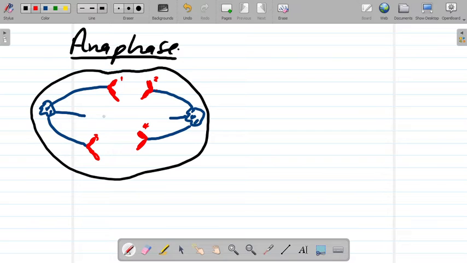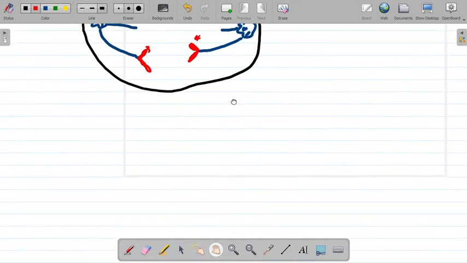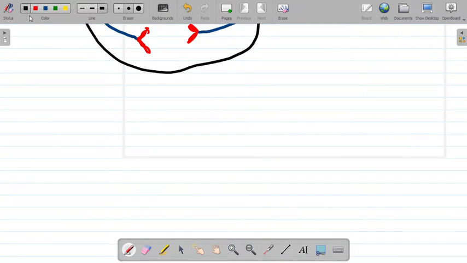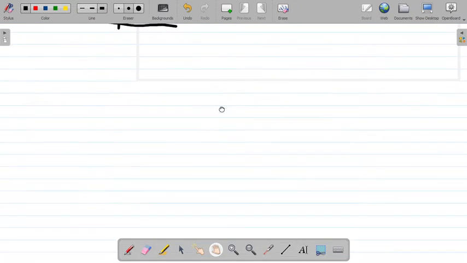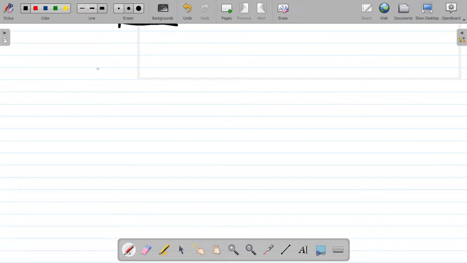So that's what happens during anaphase. The sister chromatids get pulled apart and are drawn to different poles of the cell. So that's basically anaphase of mitosis, right? Those single-stranded ones are moved apart. Then from anaphase, we move to telophase of mitosis. Telophase, the business end of mitosis. Now, here we go.